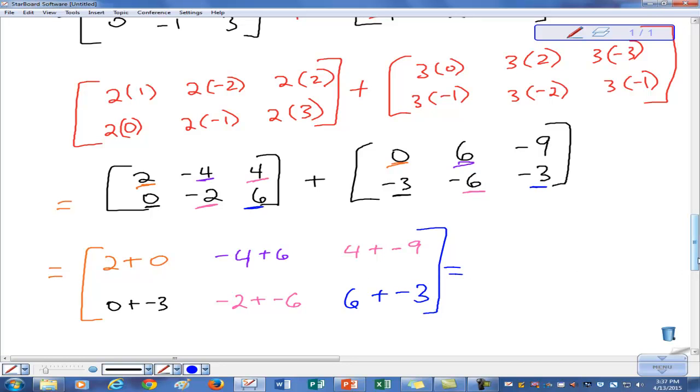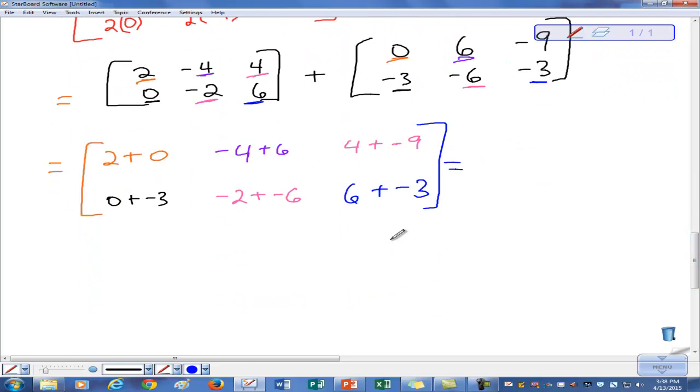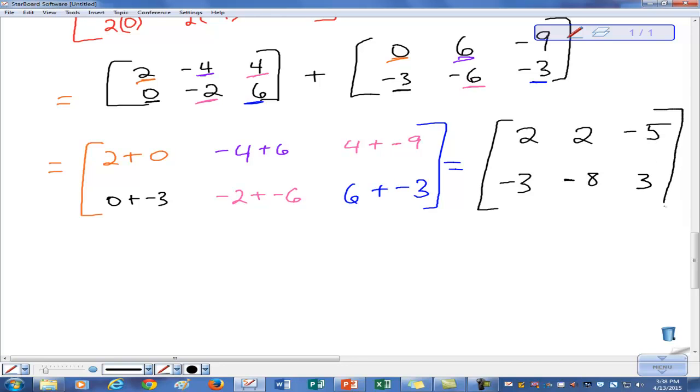And so we end up with 2 plus 0, that's 2. Negative 4 and positive 6, that's going to be a positive 2. 4 and a negative 9, that'll be a negative 5. 0 plus a negative 3, that's a negative 3. Negative 2 and negative 6, that'll be a negative 8. And 6 plus a negative 3, that'll be a positive 3. And that is our answer right there.